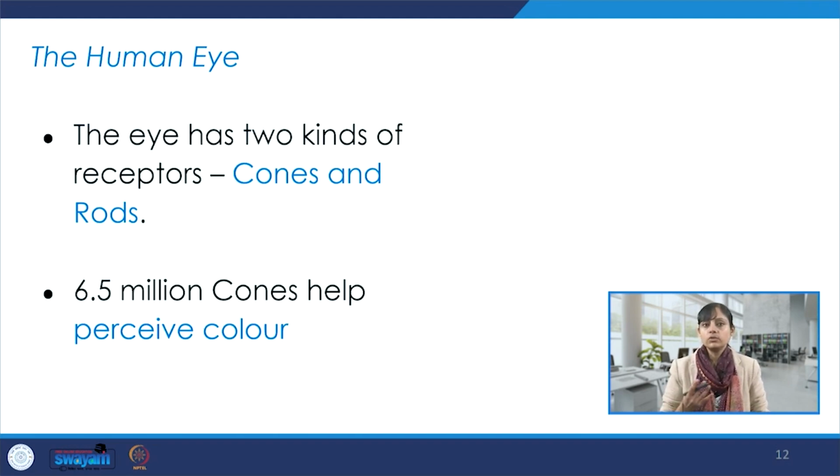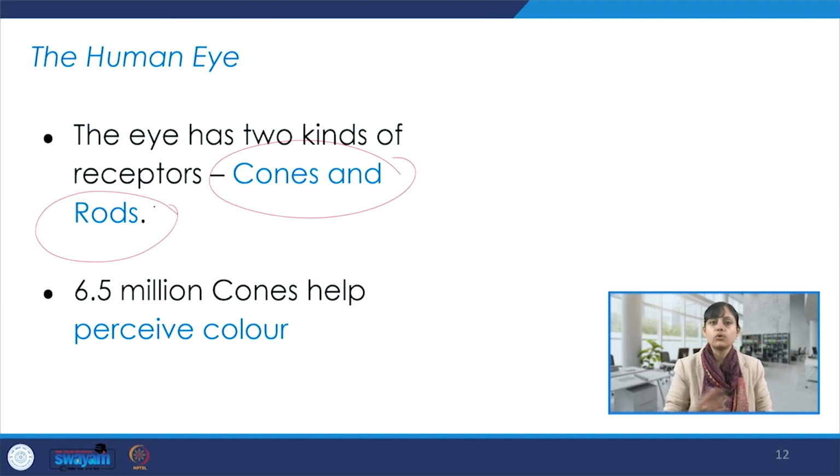So let's talk about the human eye, and it has two kinds of receptors, cones and rods. So 6.5 million cones help perceive color. We are talking about the importance of color and lighting all the time when we talk about interior design. So this is how we perceive the colors.